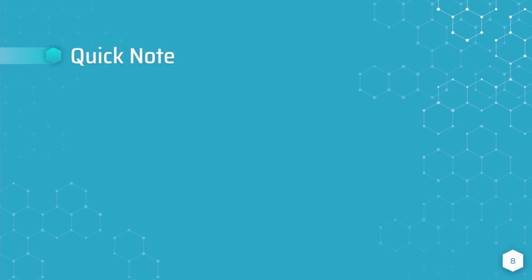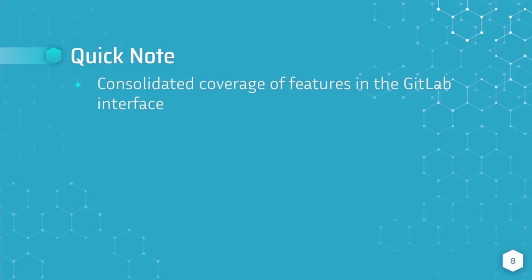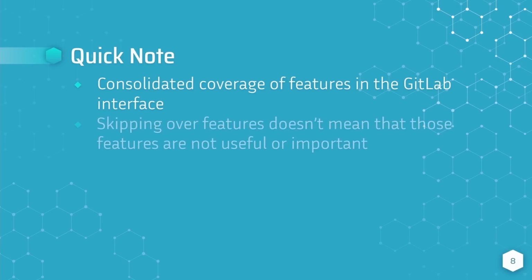A quick note, as I said in the previous video, GitLab has a plethora of features. So for the sake of time, I will only be covering the most relevant features in the GitLab interface for this series. If I skip over a particular feature in the interface, it doesn't necessarily mean that the feature isn't useful or important. It is only to keep our conversation focused on the topics that will most likely be covered in this series. Now that we're familiar with some of the key terms and concepts in GitLab, we can begin our activities in the GitLab interface.